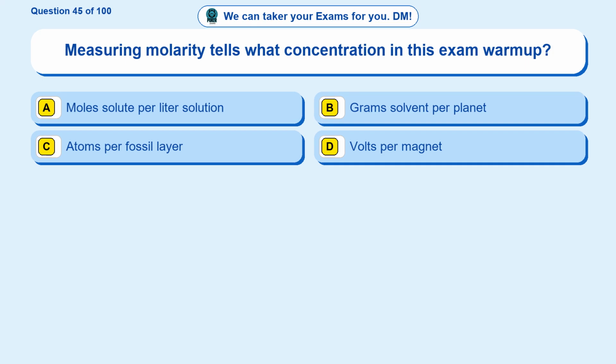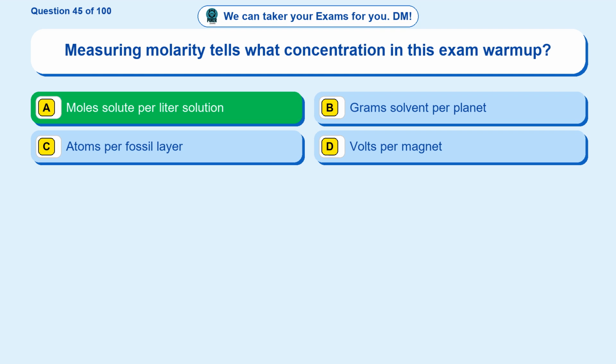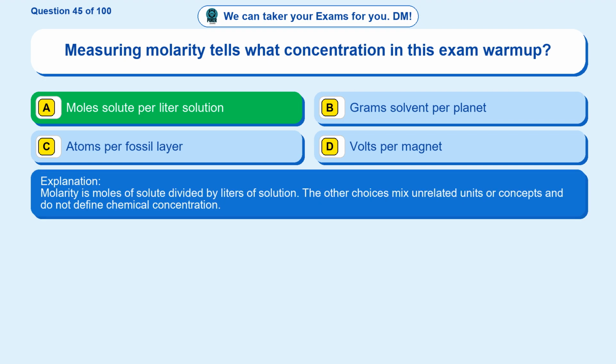Question 45. Measuring molarity tells what concentration in this exam warm-up? Option A moles solute per liter solution. Option B grams solvent per planet. Option C atoms per fossil layer. Option D volts per magnet. The correct answer is option A. Moles solute per liter solution. Molarity is moles of solute divided by liters of solution. The other choices mix unrelated units or concepts and do not define chemical concentration.